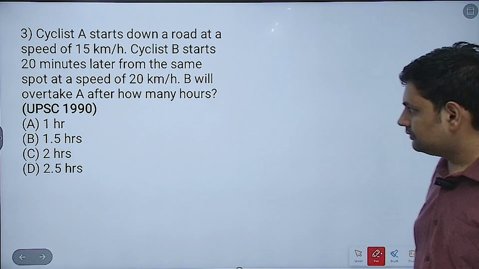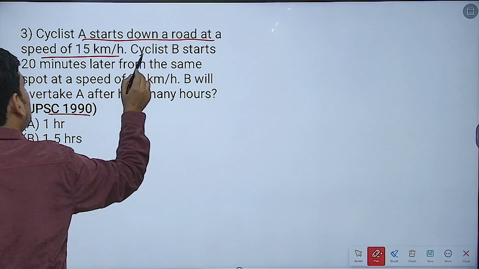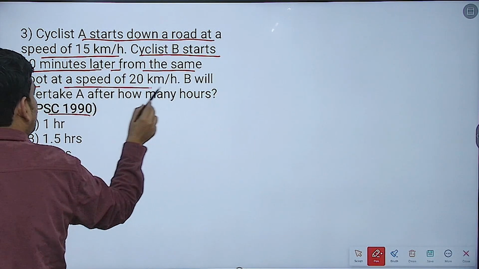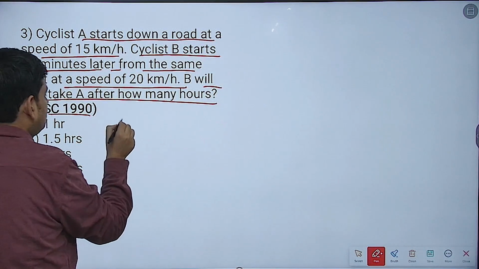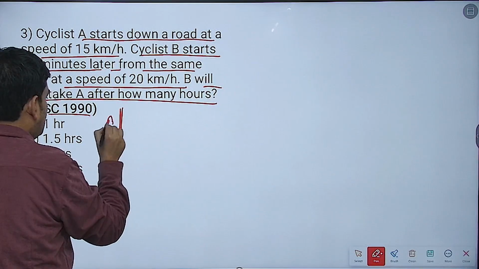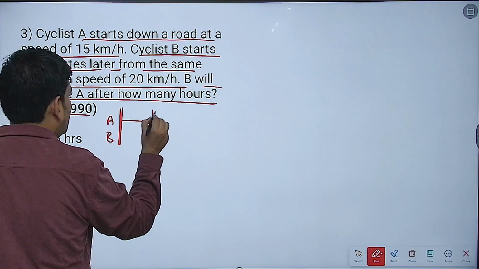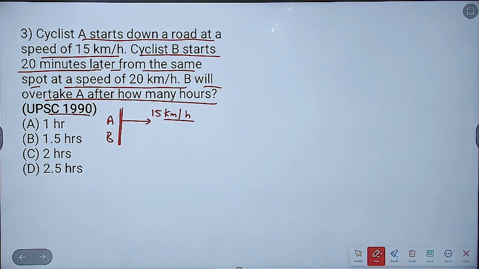Then let's do this. A cyclist A starts down the road at a speed of 15 km per hour. Cyclist B starts 20 minutes later from the same spot at a speed of 20 km per hour. B will overtake A after how many hours? Now, see, initially A and B are at the same place. Then cyclist A starts down the road at a speed of 15 km per hour. Then cyclist B starts 20 minutes later.